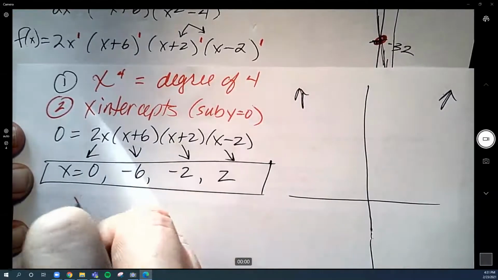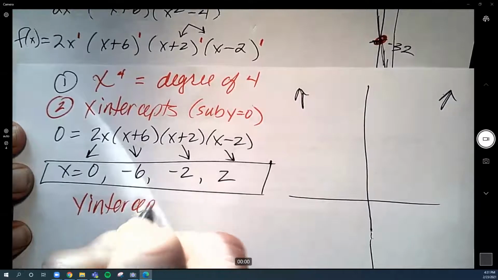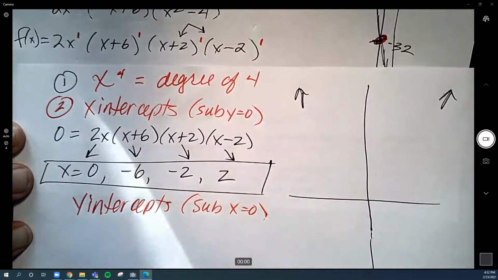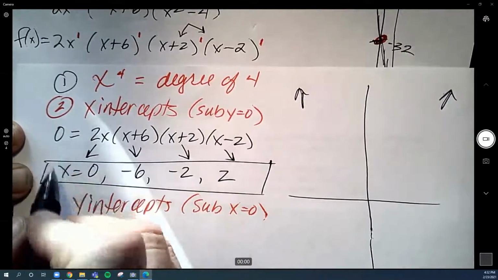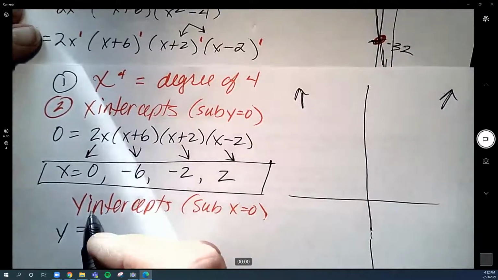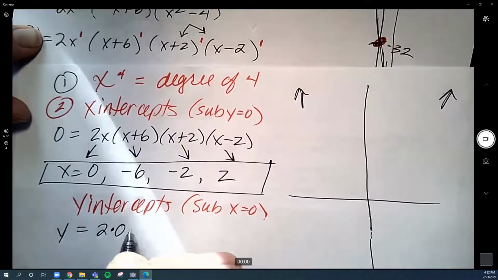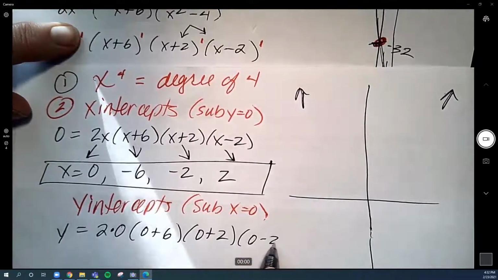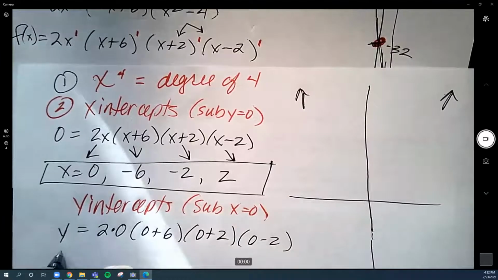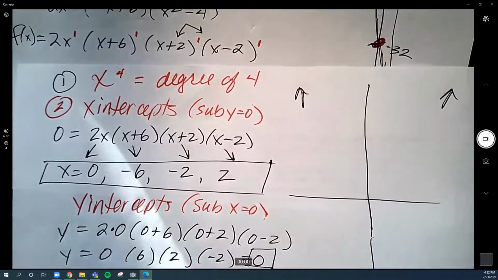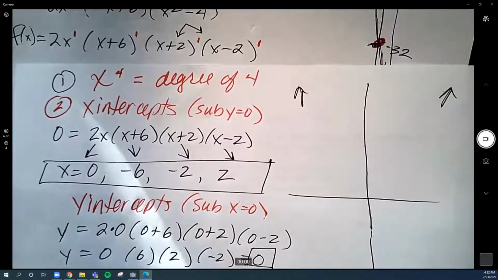After that, we're also going to find the y-intercepts. The y-intercepts are found by substituting x equals 0 back into the original function. So that means y equals 2 times 0 times 0 plus 6 times 0 plus 2 times 0 minus 2, which is 0 times 6 times 2 times negative 2, which in fact is 0. Let's keep going.